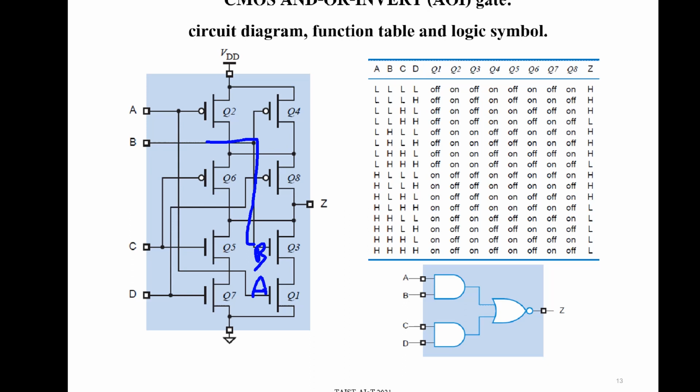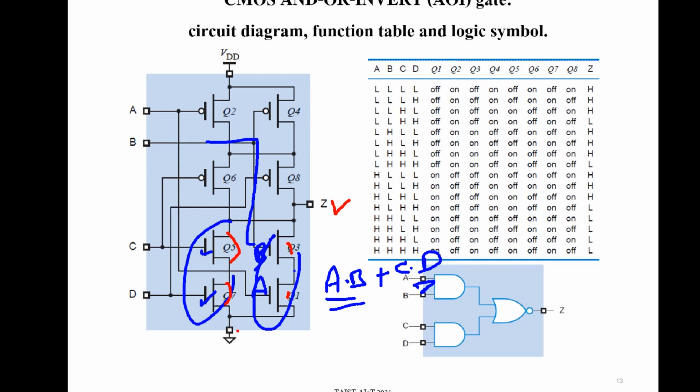B, right? This one is controlled by A. Let's read together, then become A and B, right? For this one, C and D. And because two of these are parallel together, that means this term and this term are together. When you apply an input value to turn this circuit or this circuit on, the output will connect to ground. Anyway, when you apply 1 here or 1 here, it makes this term become 1.